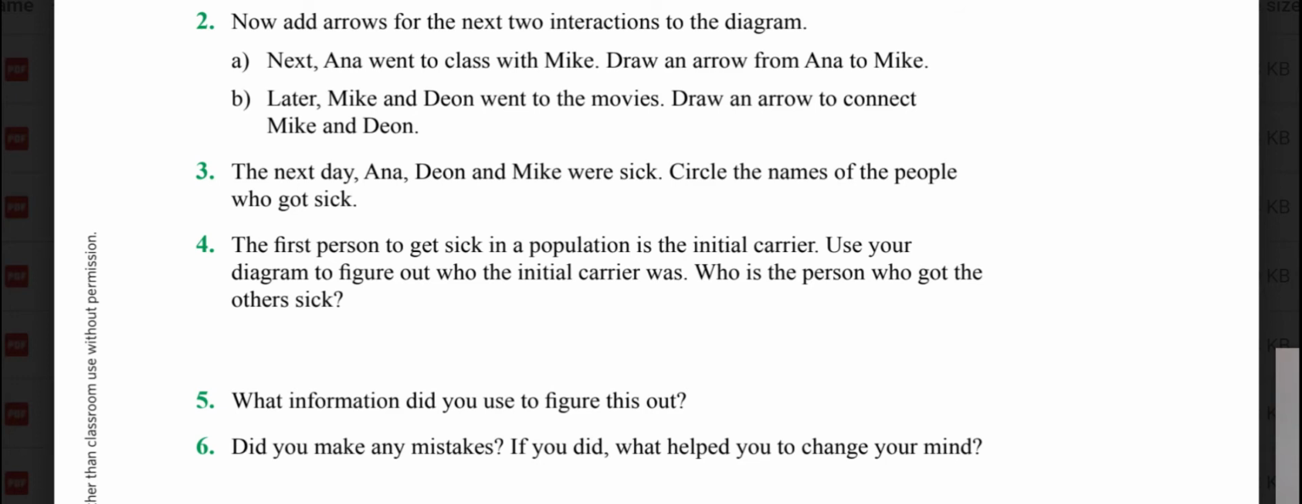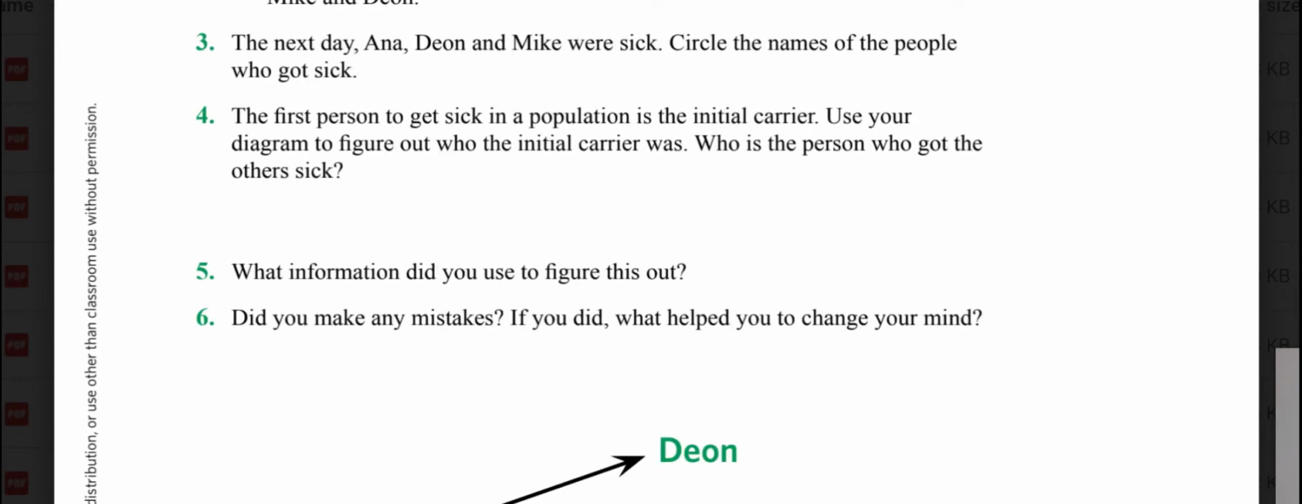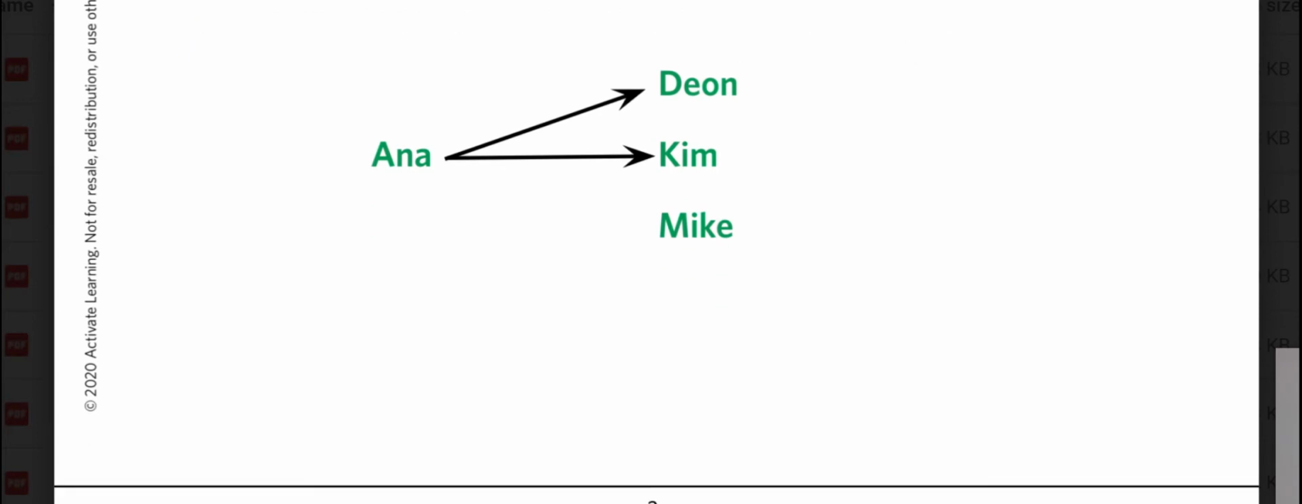The first person to get sick in the population is the initial carrier. Use your diagram to figure out who the initial carrier was. Who was the person who got the others sick? What information did you use to figure this out? Did you make any mistakes? If you did, what helped you to change your mind?